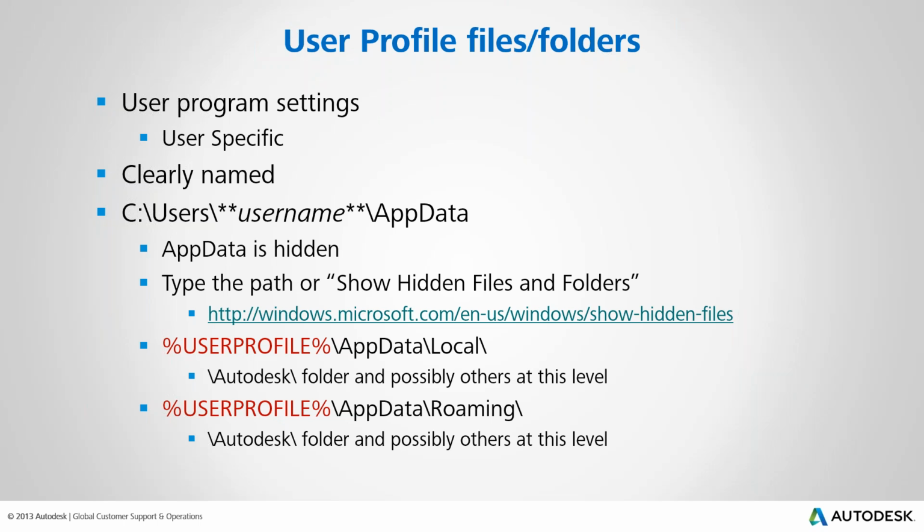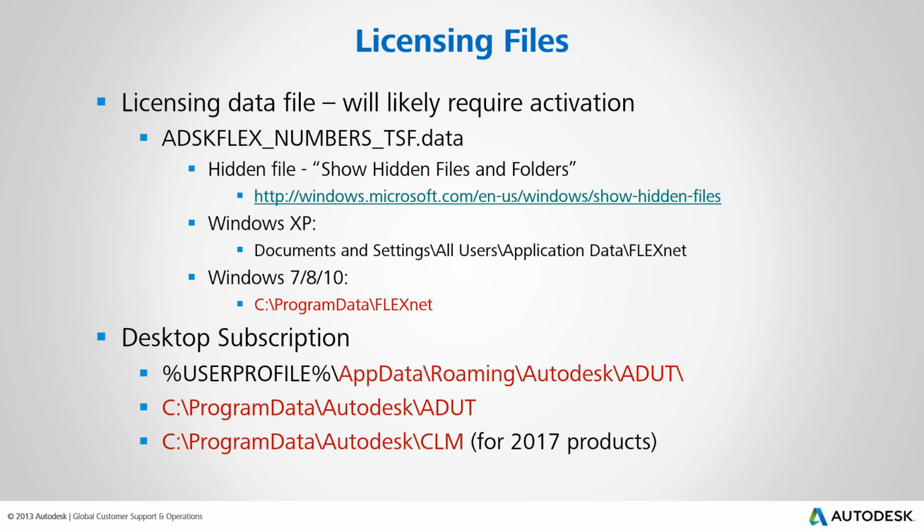And then also the AppData Roaming folder. Again, mostly under the Autodesk folder, but it could potentially have some products that will put folders directly under the Roaming folder. So just be aware of that. Do a quick glance through the folders underneath that Roaming folder. Just make sure there aren't any related to the product that you're trying to reinstall.